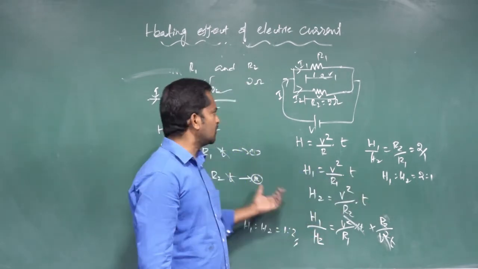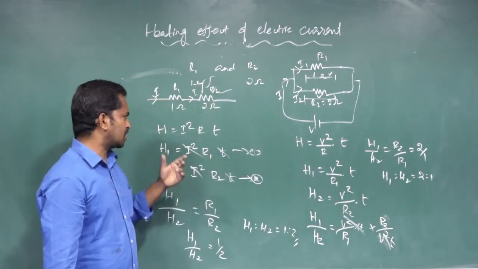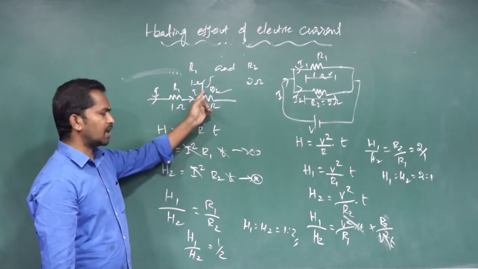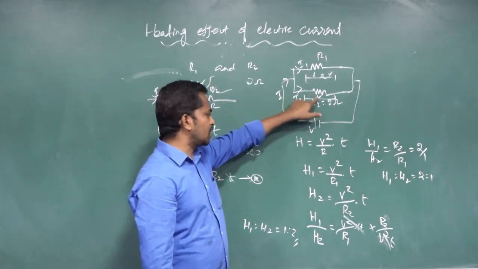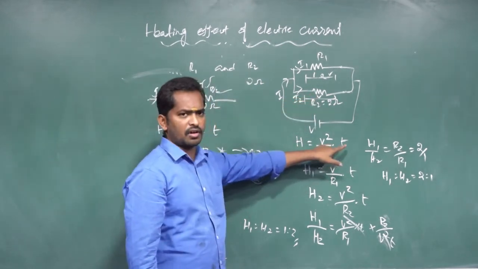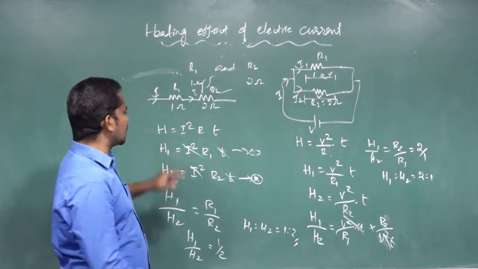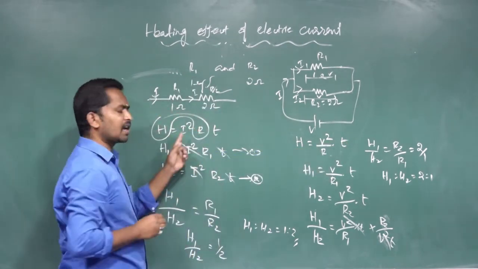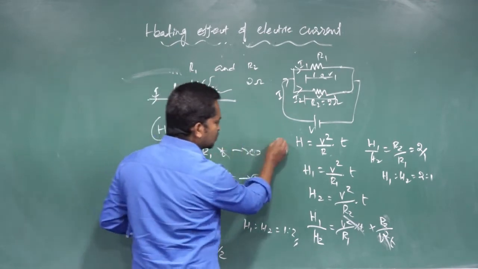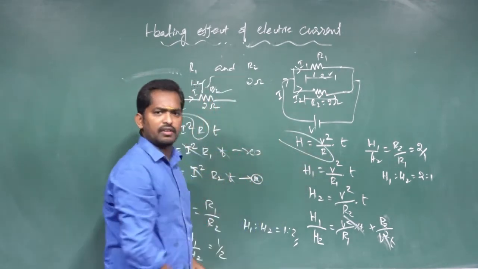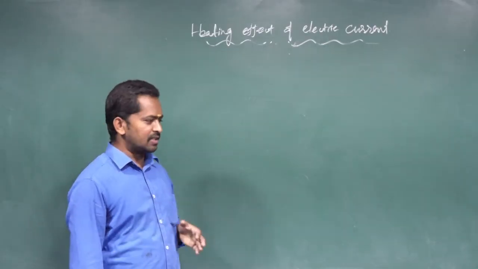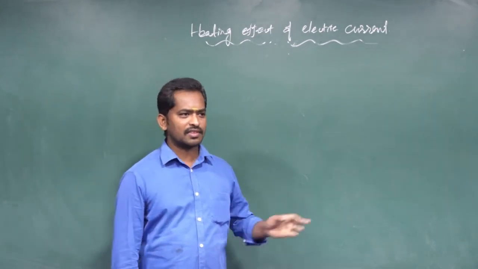This is an important phenomenon, because when connected in series, H is equal to I squared R T, and when connected in parallel, H is equal to V squared divided by R into T. Heat energy is directly proportional to resistance when current is constant, and heat energy is inversely proportional to resistance when voltage is constant. Next is the applications of Joule's law of heating.